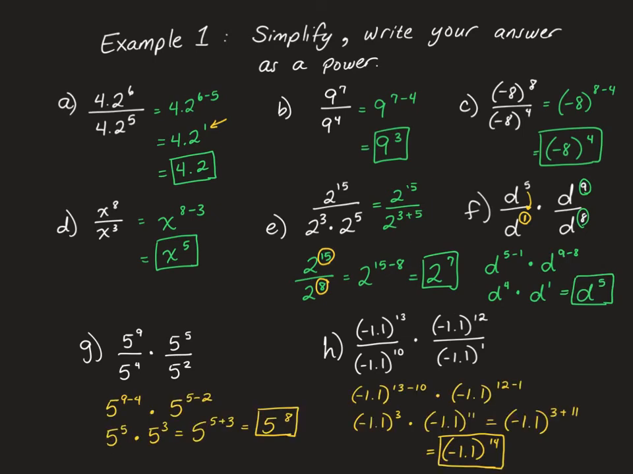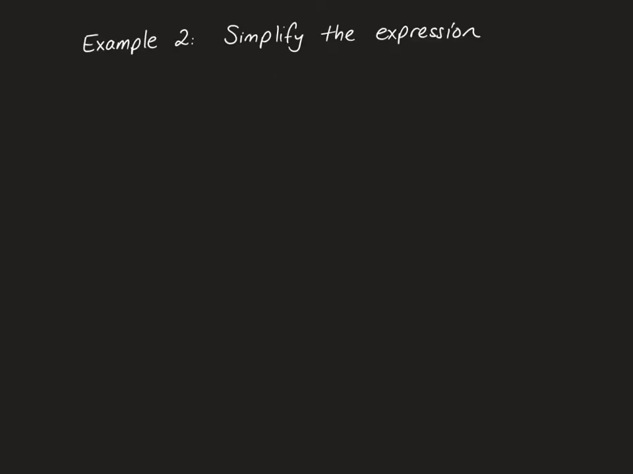All right, in letter G, I got 5 to the power of 8. In letter H, I got negative 1.1 in parentheses to the power of 14. In example 2, we're going to simplify the expression. Notice it does not say to leave it in terms of the power, so that means that you might need a calculator for these next set of questions.